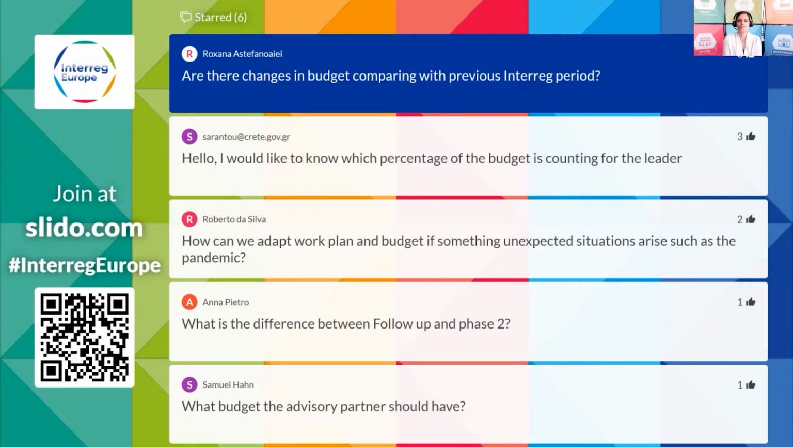Yes, so thanks, Roxana, for this question, because I think it gives us the opportunity to highlight what is new compared to the past. I would say the general principle we applied for the program, but also for the budget, is evolution, not revolution, meaning that there are some changes compared to the past, but the main principles remain the same. The principle that should guide you in the design of your budget, and also the average project budget, which we expect normally for an Interreg Europe project, is around 1 million to 2 million euros ERDF.